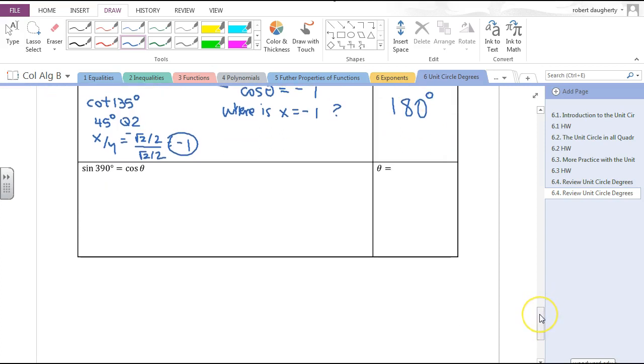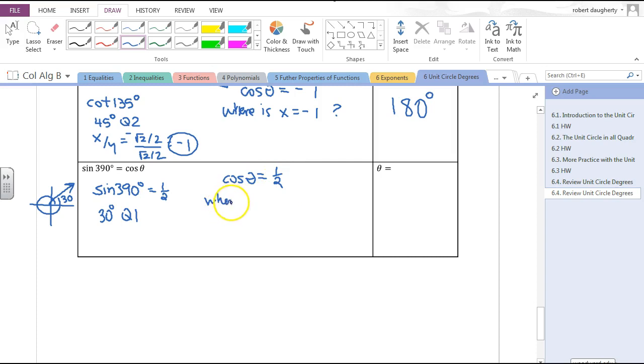Sine of 390 equals cosine theta. First step, how to figure out the sine of 390. You can draw that. That's 360. How much further do I have to go to get to 390? I have to go 30 more degrees. So that's a 30-degree angle in quadrant 1. What's the y-coordinate at 30 degrees? That's 1/2. So the cosine of theta equals 1/2.